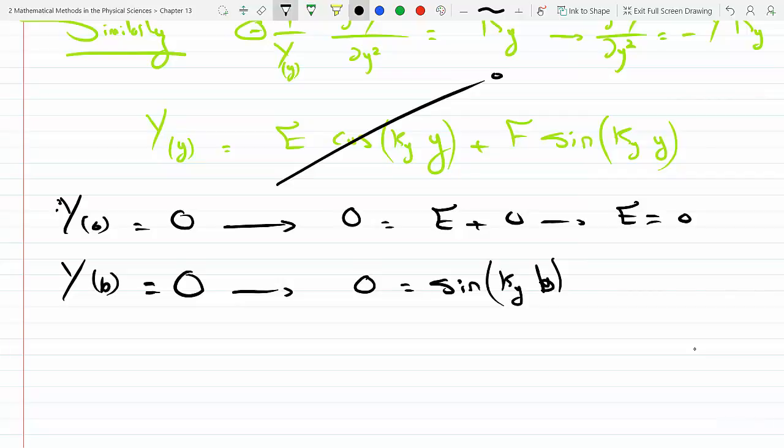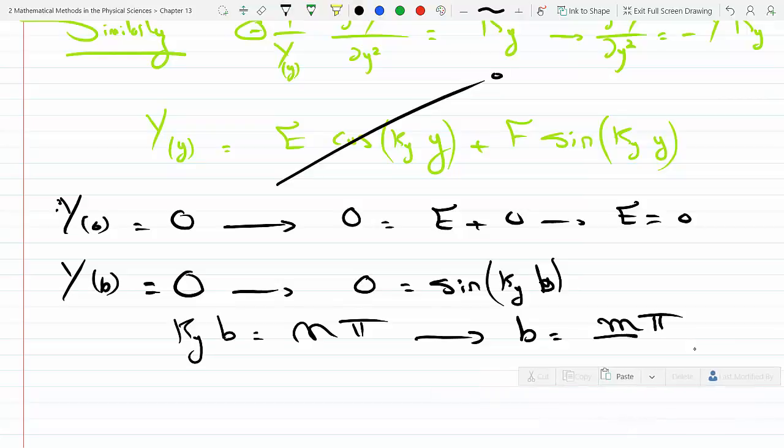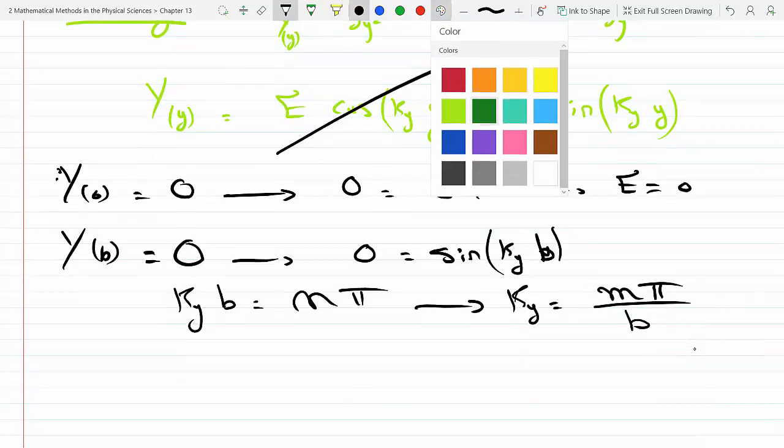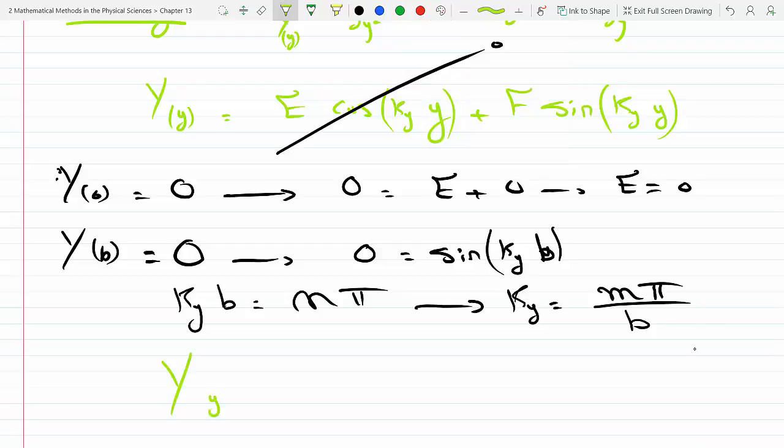Okay, now we can solve for k y, because where would this be 0? This would be 0 when the argument is an integer multiple of pi, and so let's call it m here, because we used n on the first one. They don't have to be the same. So that means k y has to equal m pi over b. So we've determined k y. So that means our Y of y is what? We used a, b, c. Let's use D here. D sine m pi over b y.